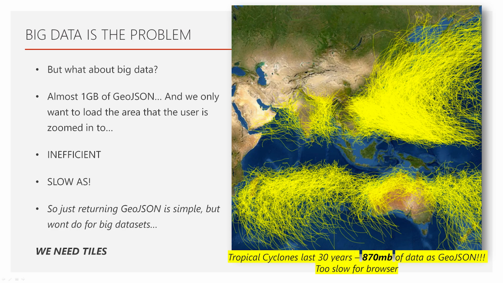But the problem is big data. This data set here is all the tropical cyclones for the last 30 years. If you were to return that from your database as vector data, it comes up to about 870 megs as GeoJSON. So you just can't feasibly pull that into the web browser every time someone wants to view it. So it's inefficient, it's slow, and it's simple, but it just won't do for big data sets. We need tiles, so how can we do that simply?